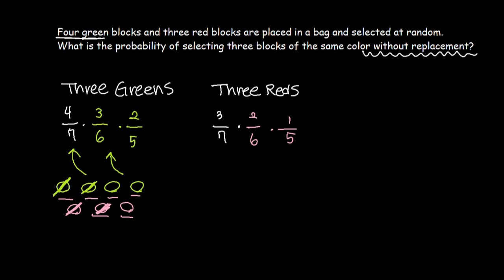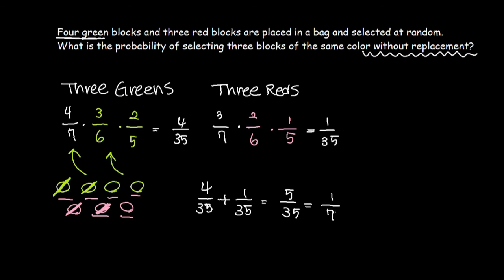So let's simplify both of these. The greens will be simplified to 4 over 35, and the reds will be simplified to 1 over 35. So at the end, you're going to be adding both of these probabilities to get your final answer, 5 over 35, which is 1 over 7. So the probability of you choosing 3 blocks of the same color, either green or red, without replacement is 1 over 7.